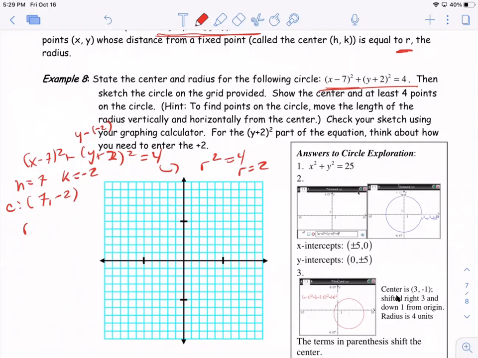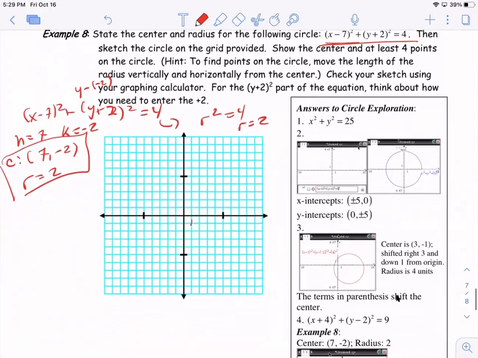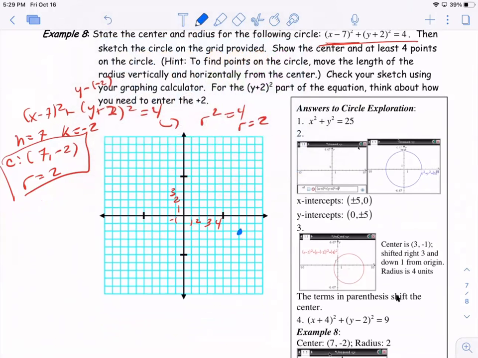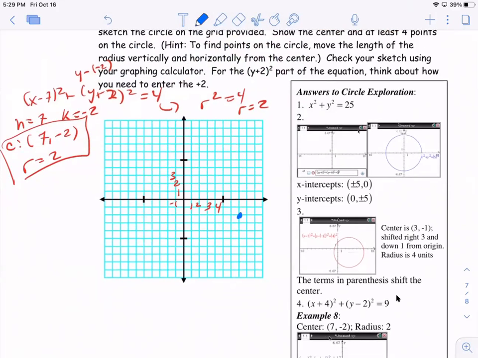And now we're going to go ahead and plot our circle. So I'm going to do 1 square is 1 unit. You should always put a scale on your graph so you know what it is. And I'm going to plot the center. So 5, 6, 7, -2. And then when you're plotting circles, I want you to include at least 4 points on the circle. The easiest for 4 points would be to move up, down, left, and right, the distance of the radius from the center. So I'm going to move up 2, down 2 from the center, left 2, and right 2 from the center. And then I'm going to connect these, and that is our circle.